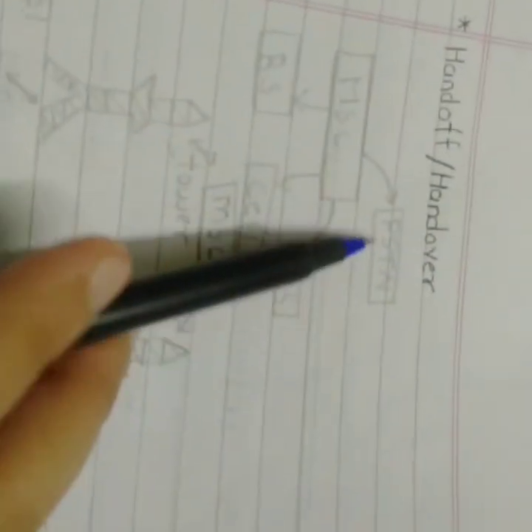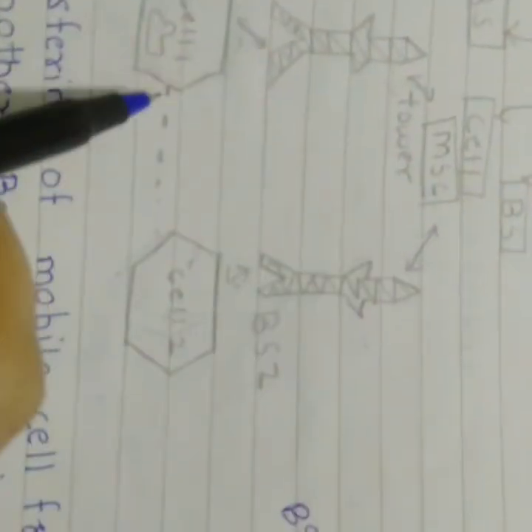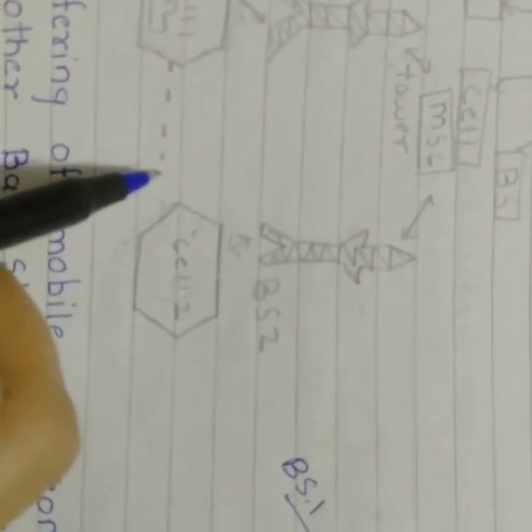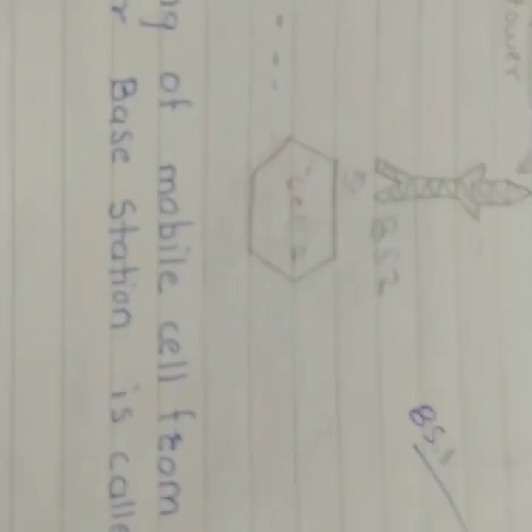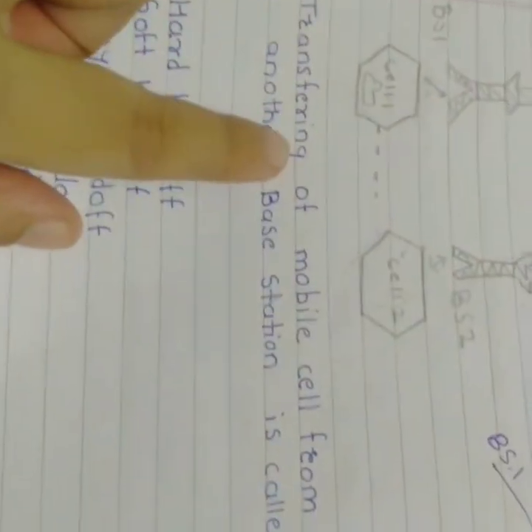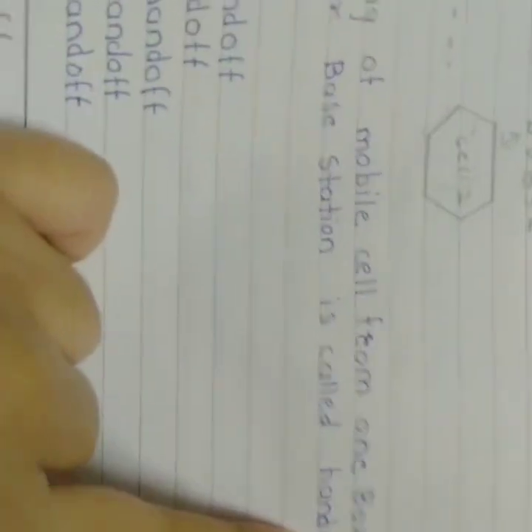So this is the PSTN, after that the MSC, base station 1, base station 2, and cells. This is the block diagram, and this is the schematic diagram of that. So the MSC, mobile switching center, is there, then base station 1, base station 2. This is cell 1, cell 2. So the customer is going from this to this. This process is called handoff. So what is the definition of handoff? Transferring of a mobile call from one base station to another base station is called handoff.